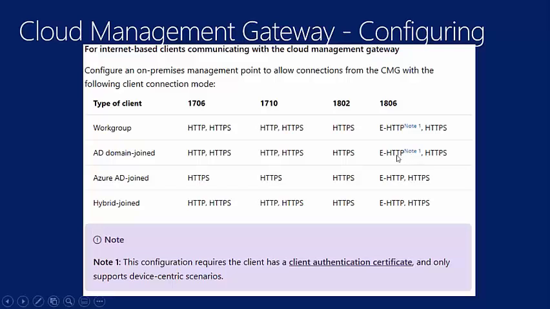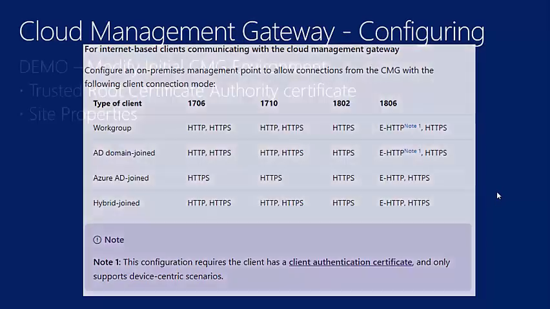Well, I already have enhanced HTTP set up, and so I don't want to have to do SSL on my management points if I don't have to. So I'm going to go this route, right? What that means is the client is going to have a client authentication certificate to be able to do that kind of communication, right? So I've set that up. So let's see what the changes were.